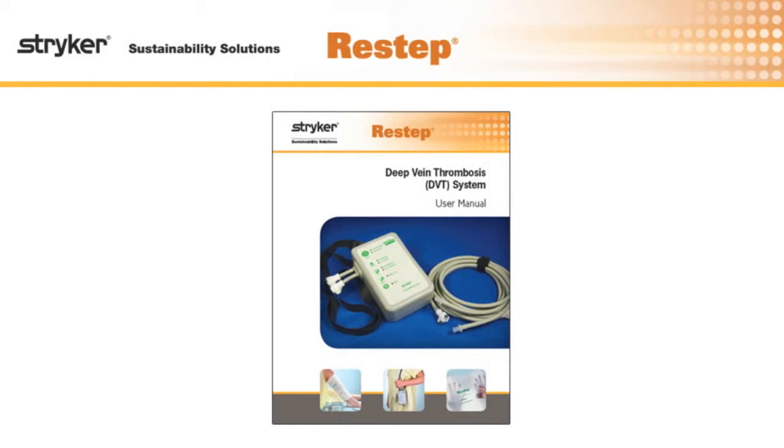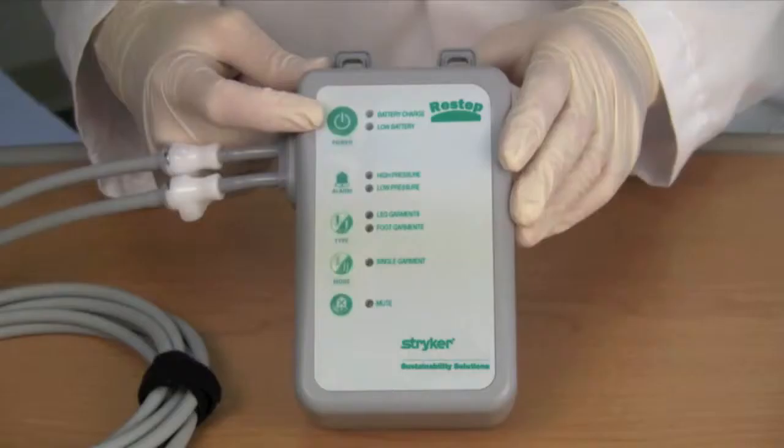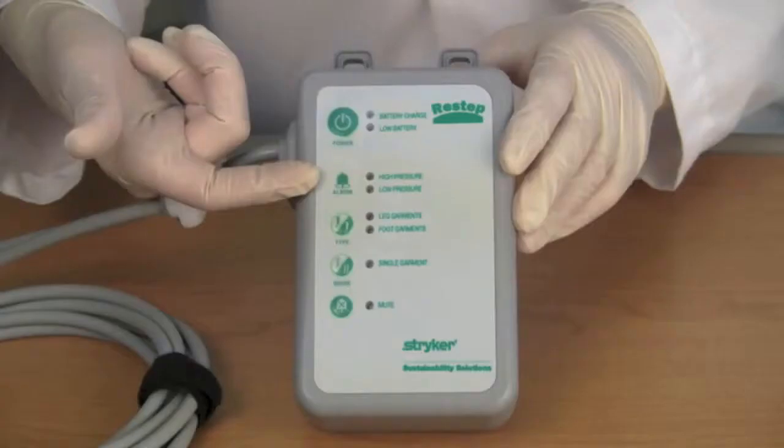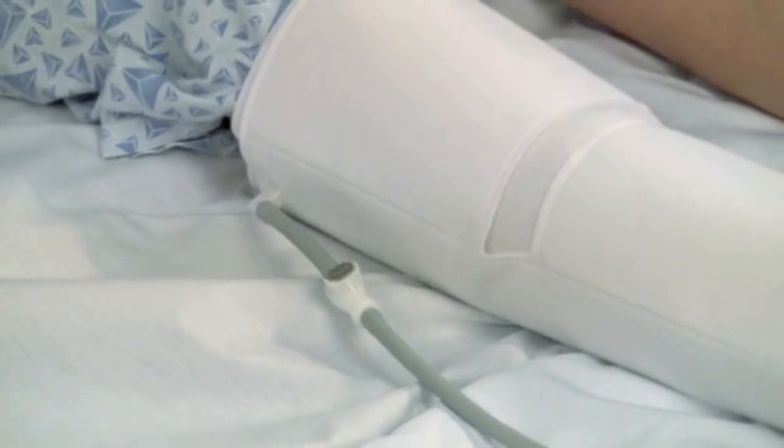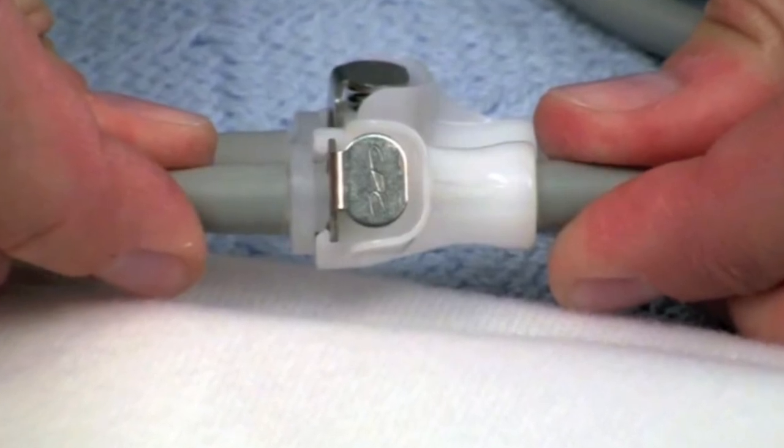Let's now discuss the system controls of the Restep pump. Press the power switch to turn the pump on or off and to start or stop the pump. The alarm graphic highlights the function of the high-low pressure alarm indicators. These alarms are both visual and audible and alert the user to check the function of the pump and garments. If the pump alarms, make sure garments have no tears or holes, are attached properly, and connections are secure and not kinked or bent.